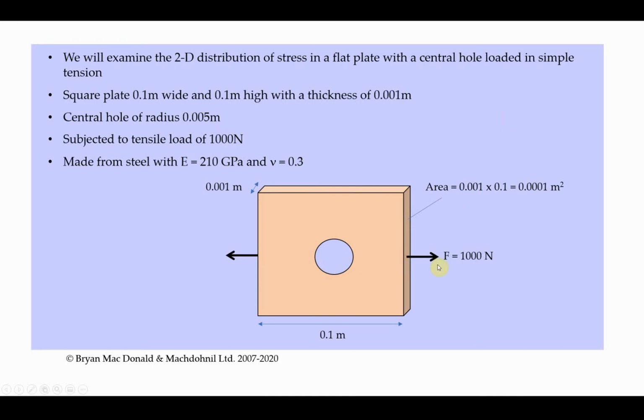It's loaded in tension. We're given the various dimensions of the plate. We're given the cross-sectional area worked out here from the thickness multiplied by the height, which is also 0.1 meters. So the square plate is 0.1 meters high, 0.1 meters wide, of thickness 0.001, cross-section area of 0.0001 meters squared. The central hole has a radius of 0.005 meters, tensile load of 1000 newtons. We're told it's made from steel with an elastic modulus of 210 gigapascals, which is 210 by 10 to the power of 9 pascals, and a Poisson's ratio of 0.3.